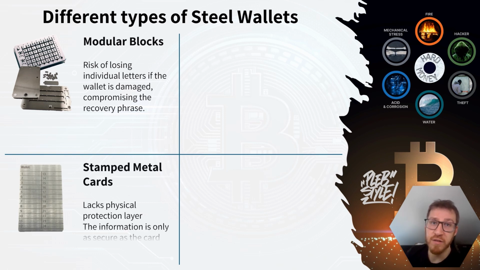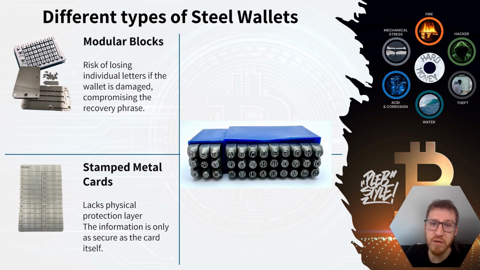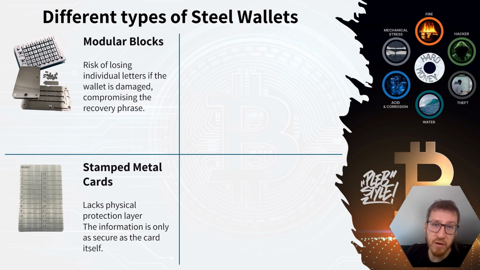Stamp metal cards. That's the classic. So it's usually a piece of sheet metal where you stamp in your seed phrase using numbers and letters. It's just a piece of metal. There's no additional protection layer around it. It can withstand a certain amount of deformation, but at the end, your seed is only as safe as the material of this card.